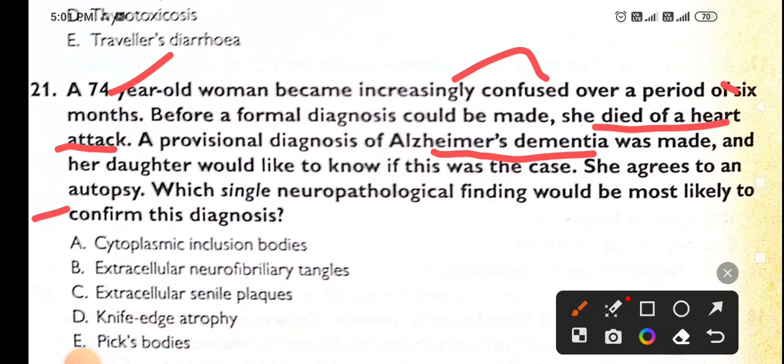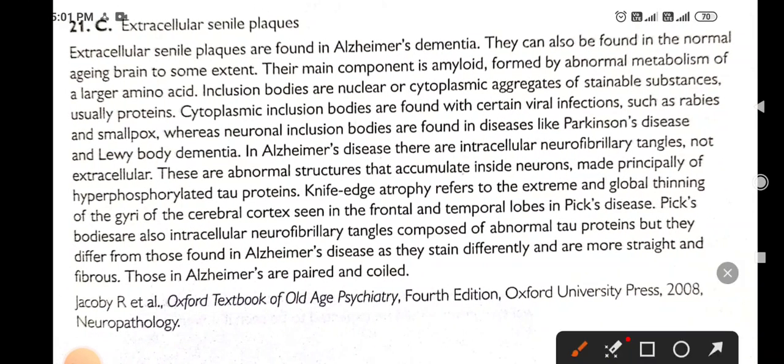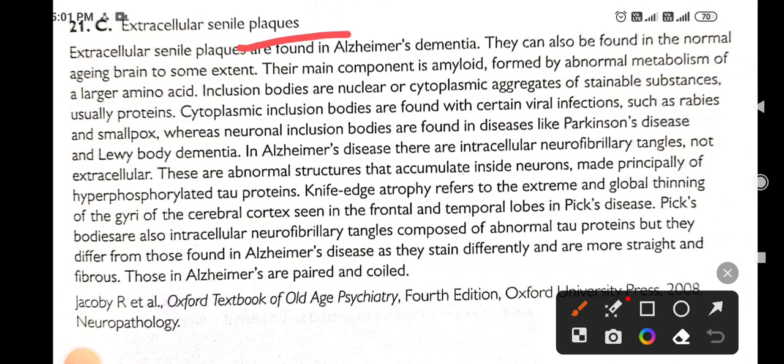Cytoplasmic inclusion body, extracellular neurofibrillary tangles, extracellular senile plaques, knife edge atrophy, or Pick's bodies. So guys, we are going to discuss all options. On autopsy we find extracellular senile plaques. Let's discuss. Extracellular senile plaques are found in Alzheimer's dementia and can also be found in the normal aging brain to some extent.